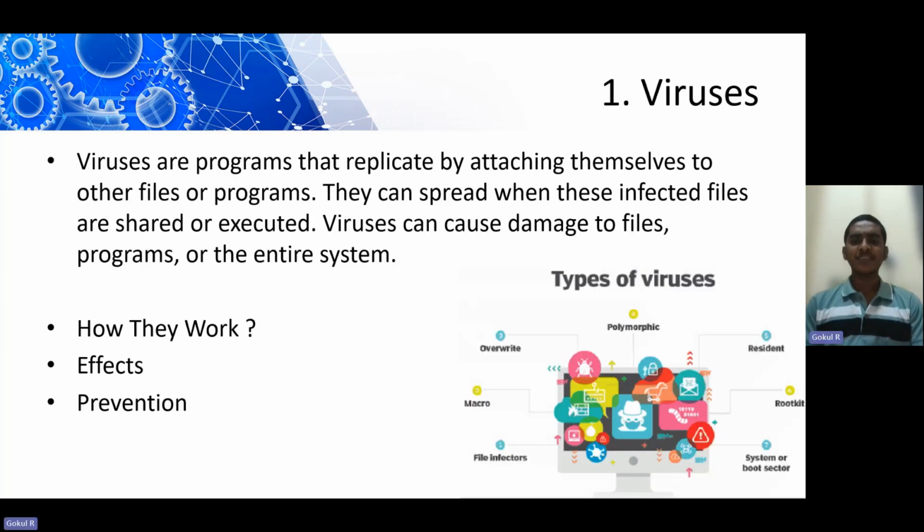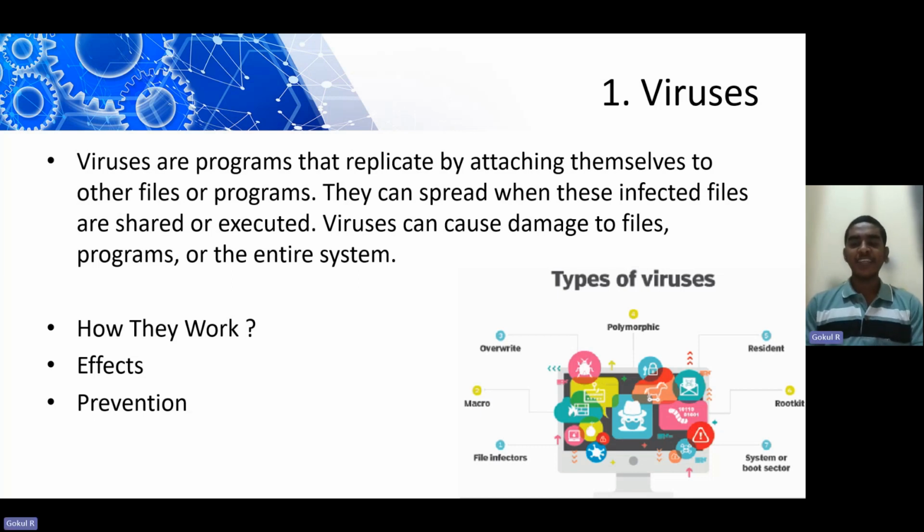Viruses. What is a virus? Commonly, we know a virus is a normal thing that is going to affect a computer. In these cases, viruses are programs that replicate by attaching themselves to other files or programs. They can spread when these infected files are shared or executed. When the file is executed, viruses can cause damage to those files, programs, or the entire system. Here are some of the virus types: file infectors, macro, overwrite, polymorphic, resident, rootkit, and system or boot sector.